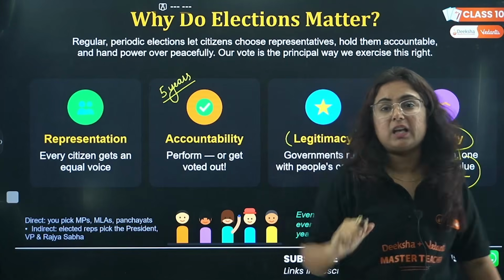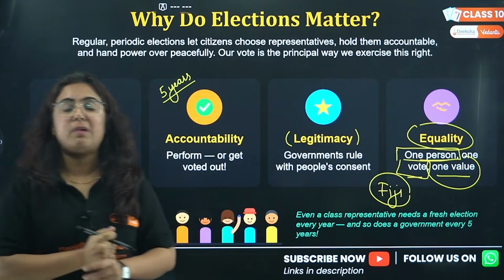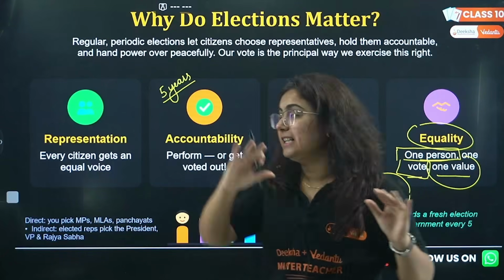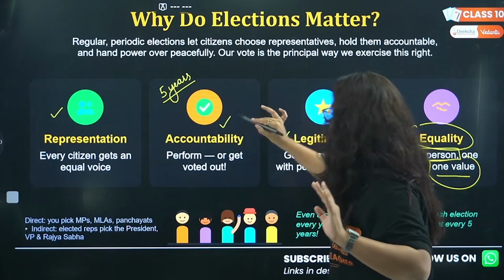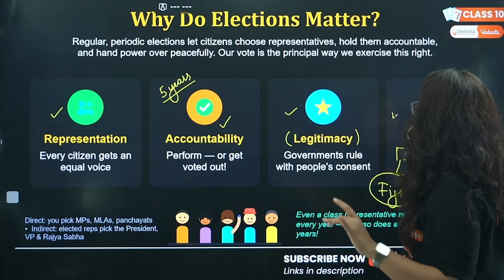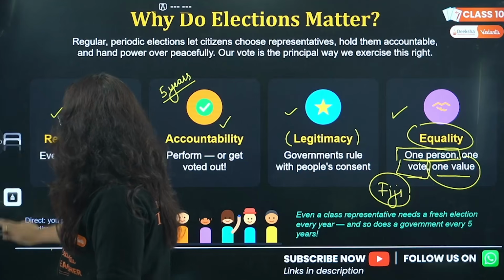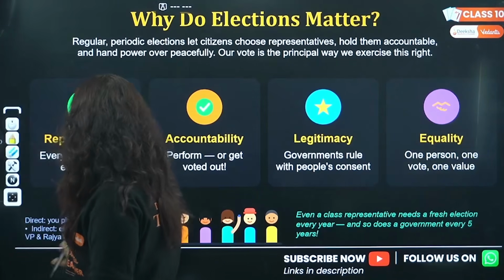So whenever the question comes in your exams, why do elections matter? You will start with an introduction, and then the points that because it provides representation, accountability, legitimacy, and equality. This is the reason why elections are important. This is the reason, bacha, why elections are important to us.